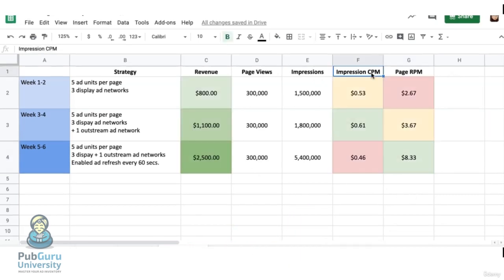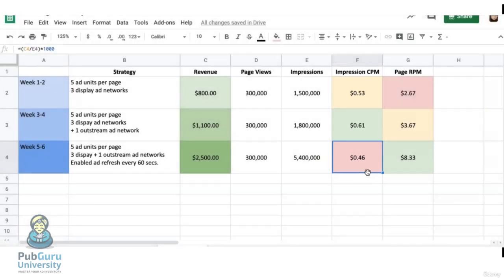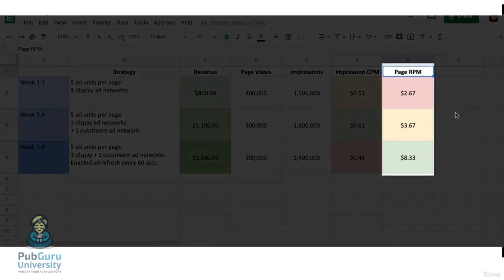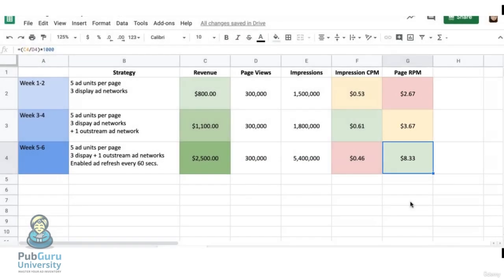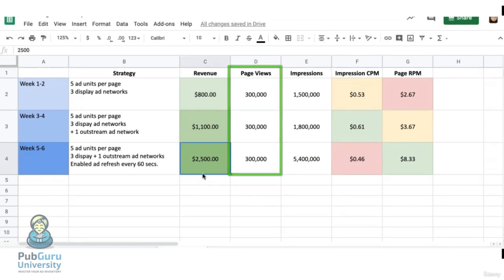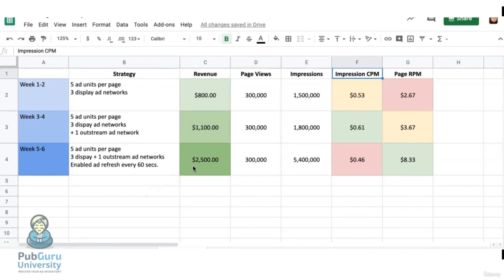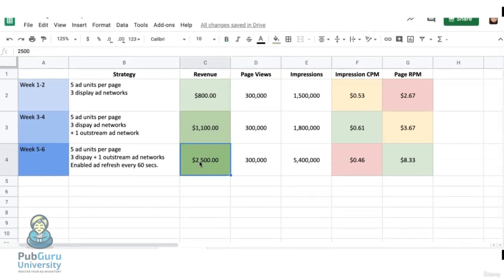Now, if you focus on impression CPM, you will think that this strategy is not working at all because it's dropping. It's now down to 46 cents. But look at your page RPM. It is up to $8.33. You are getting the same amount of page views on your site, but your revenue is now about $2,500 per day. If you come to think of it, would you rather earn this amount or this amount?